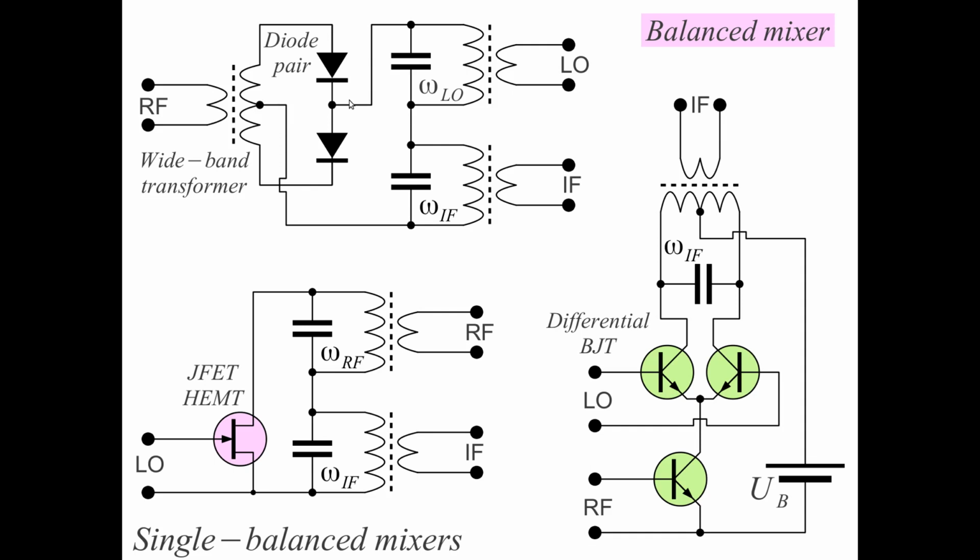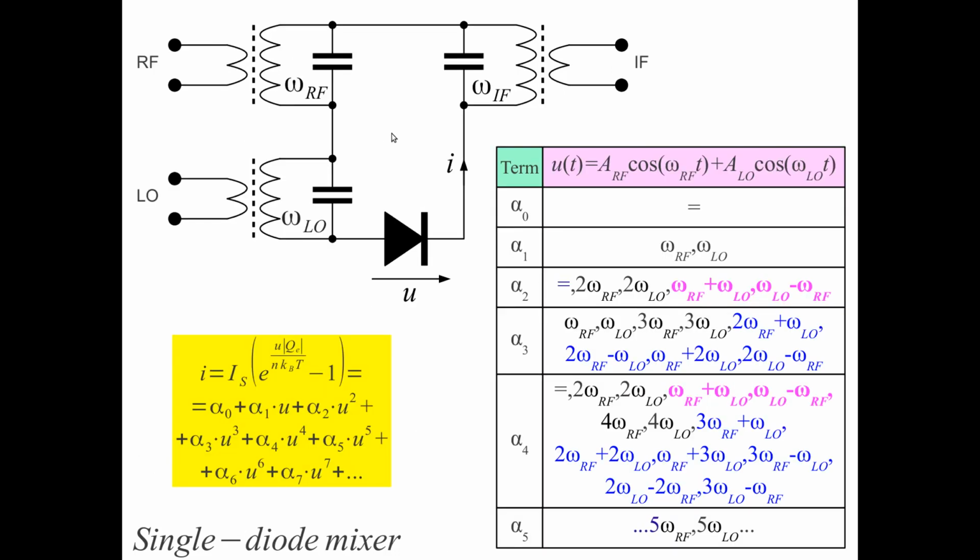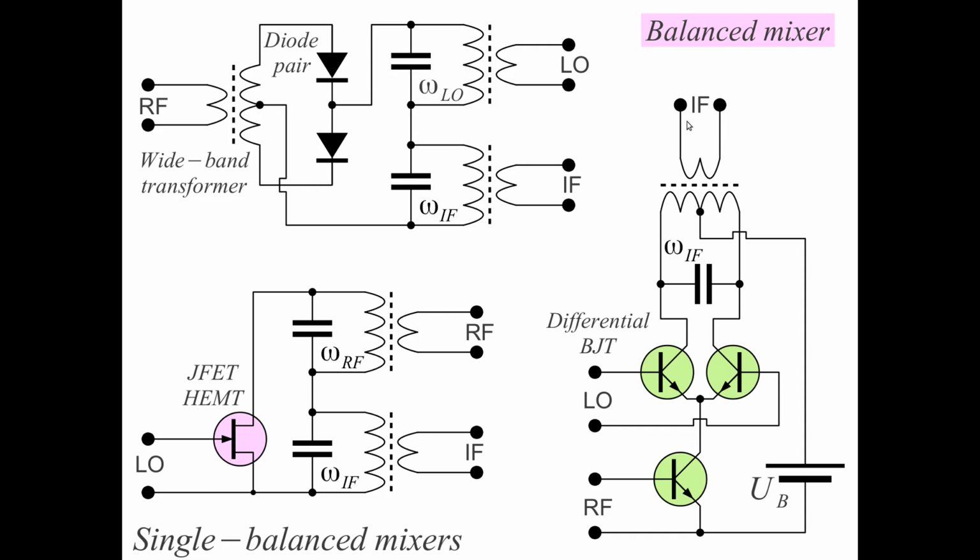So we can suppress some of the unwanted terms here. We can suppress with a balanced design of the mixer. Here we can suppress the radio frequency signal. In this design with a variable resistor, a junction FET or a HEMT used as a variable resistor, we can suppress the local oscillator signal, and we are only left with the radio frequency breakthrough, radio frequency crosstalk.